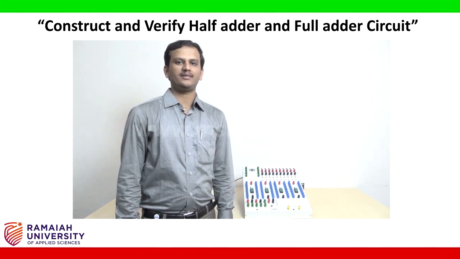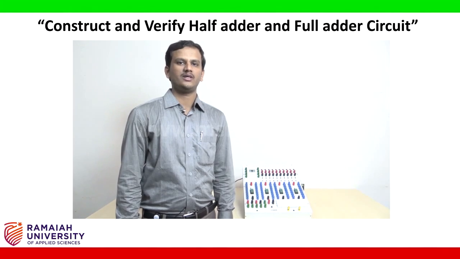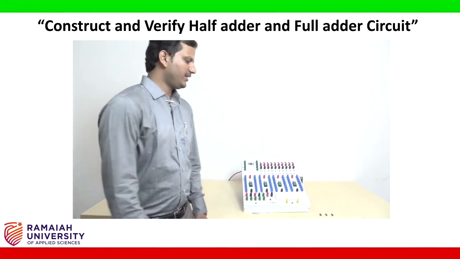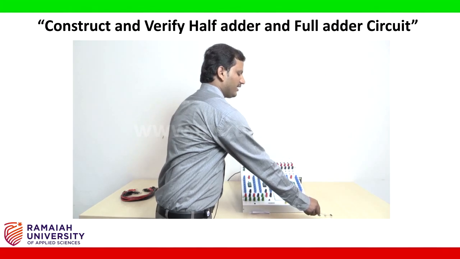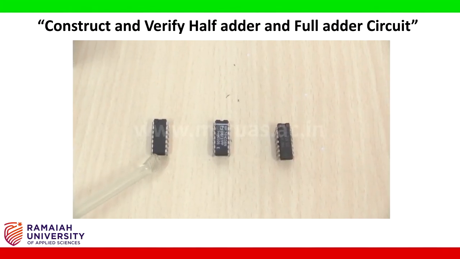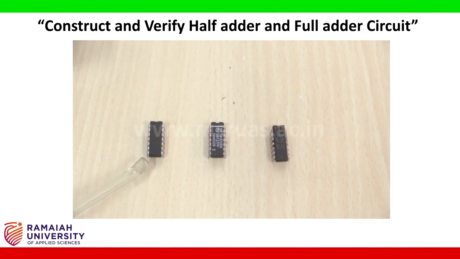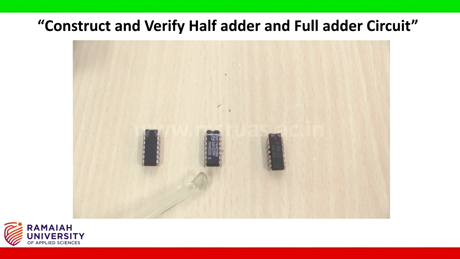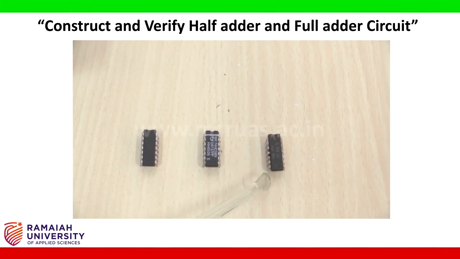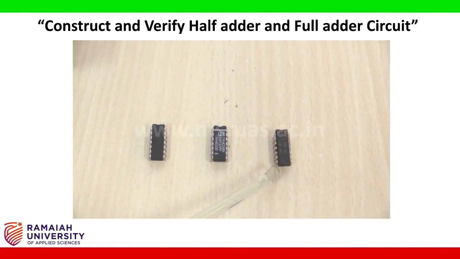Now let us design the full adder circuit. In this experiment we are going to use 3 ICs, that is XOR gate, AND gate and OR gate. This is 7486 IC which represents XOR gate, and this is 7408 IC which represents AND gate, and this is 7432 IC which represents OR gate.